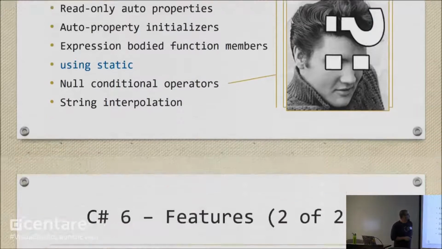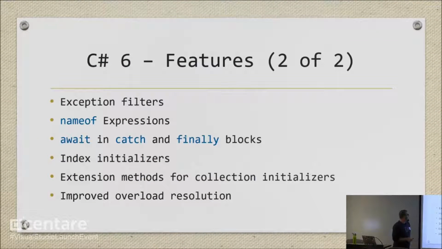Right? And then we continue on with the feature set. We've got exception filters, nameof expressions, which are really, really powerful. We'll talk about that one a little bit more. Await in catch and finally blocks. So the big play on words there is you can finally await inside of a finally block. Anyways, index initializers, extension methods for collection initializers, and improved overload resolution.